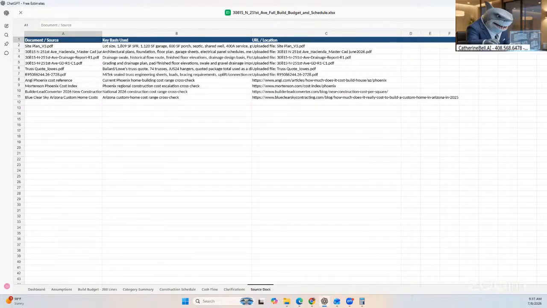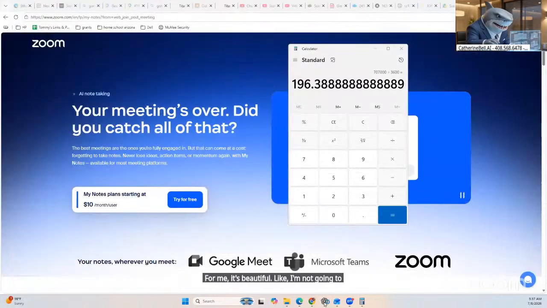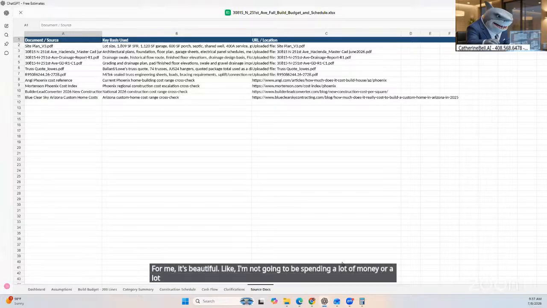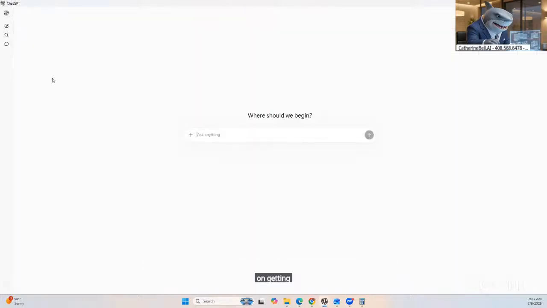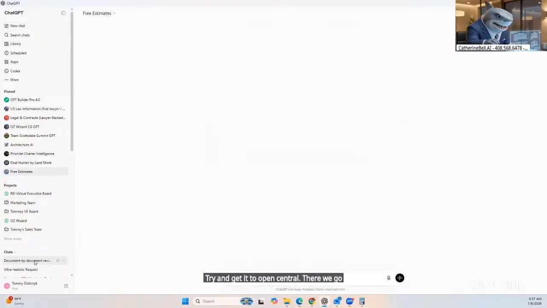So for me, it's beautiful. I'm not going to be spending a lot of money or a lot of time on getting this budget put together. Based on what I have right now, I like what I've seen. I'm going to try and get it to open the sidewalk. There we go. And do one more thing here.